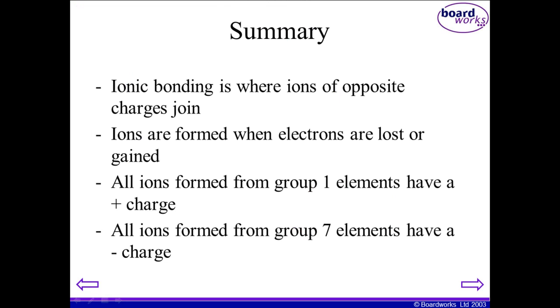So in summary, ionic bonding is where ions of opposite charges join. So in the case of sodium and chlorine, sodium has a positive charge, chlorine has a negative, and hence why they join together. Ions are formed when electrons are lost or gained. In the case of sodium, it produces an ion when it loses its electron. Chlorine forms an ion when it gains an electron. All ions formed from group 1 elements have a positive charge, and all ions formed from group 7 have a negative charge.